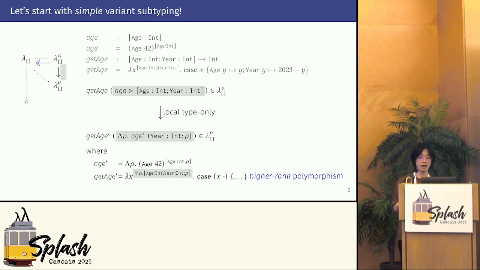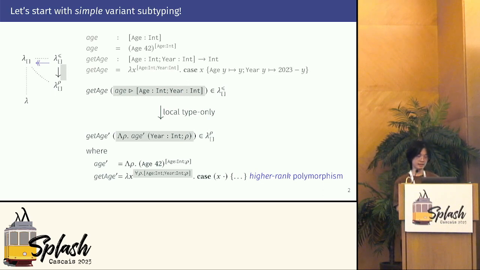So we need higher rank polymorphism. And we call it a type-only translation because it only introduces some new type abstraction and type application. In other words, it is actually identity after type erasure. And we believe this is very important if we want to compare the expressive power of two type features.